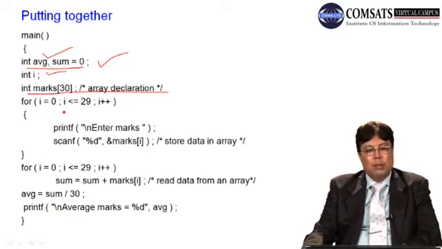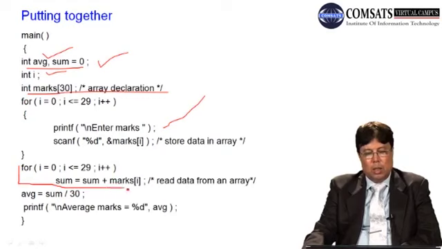For i equal to 0, i less than 29, i plus plus. So you are asking the system, the same example, I am just putting all these concepts together here. You will enter the marks and the marks will be stored in here. Once the marks are stored here, you could put this statement here also, but since we had to demonstrate, I've used another for loop.